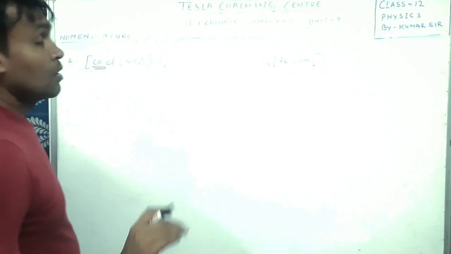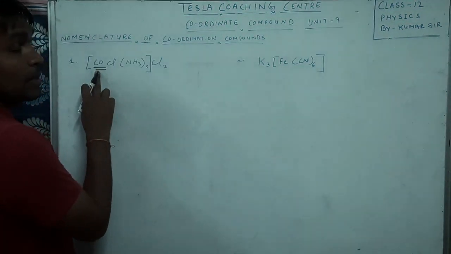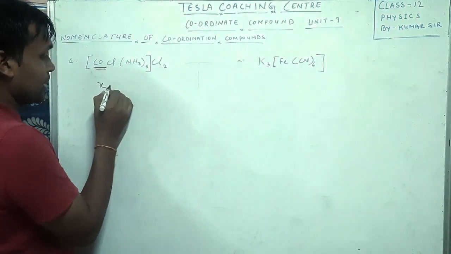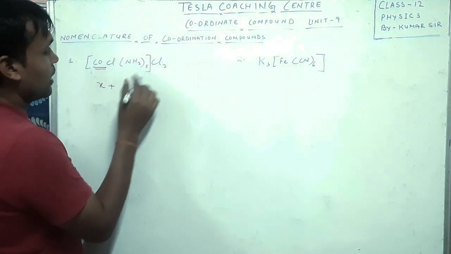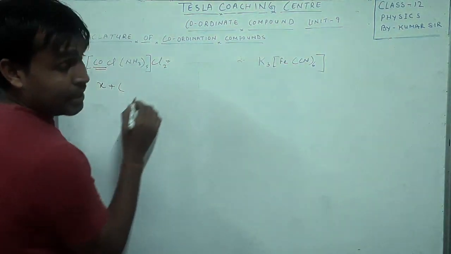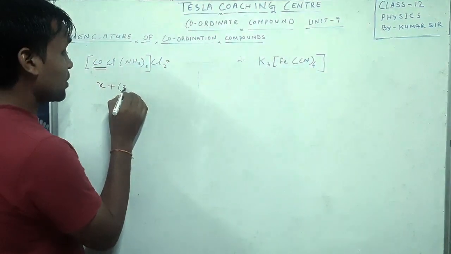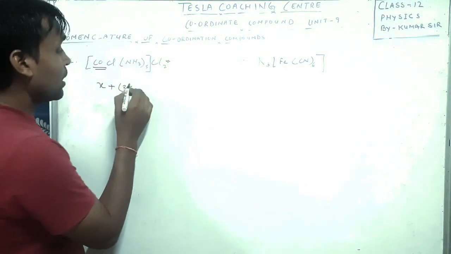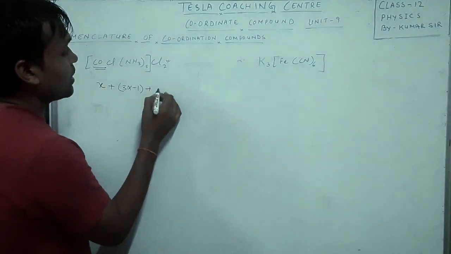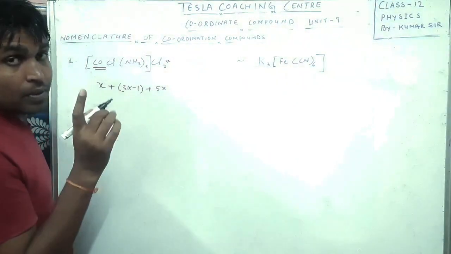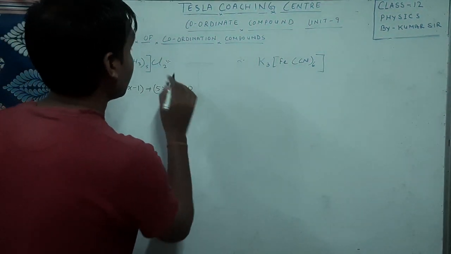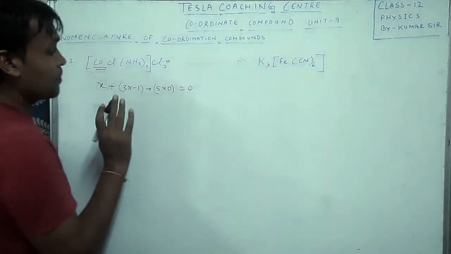the oxidation number of the central metal atom. So what we will be doing, we will be assuming it as X, then Cl. How much Cl is here? One Cl here and 2 Cl here, so total Cl is 3. And what is the oxidation number of Cl? As I have already told you, it is -1. Plus ammonia. How much ammonia is here? 5. And ammonia is a neutral compound, so its oxidation number will be 0. There is no charge here, so it will be equal to 0.